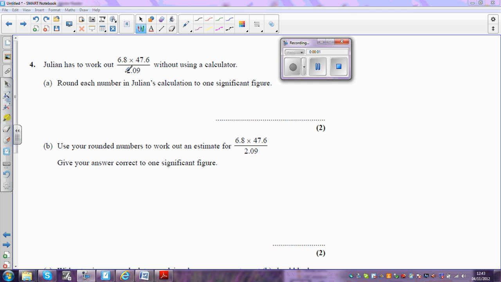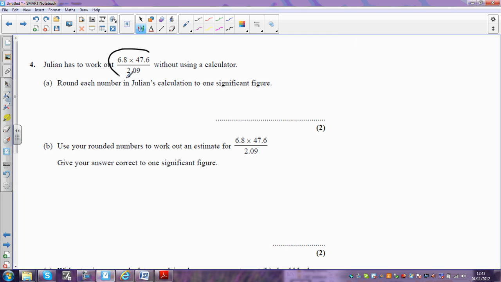Okay, what we're going to do now is we're going to take this calculation and we're going to round each number in that calculation to one significant figure. First of all, 6.8 to one significant figure means we're going to chop the number off after the 6. The 6 though has to round up to a 7.